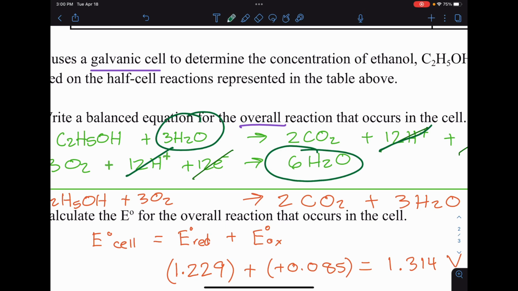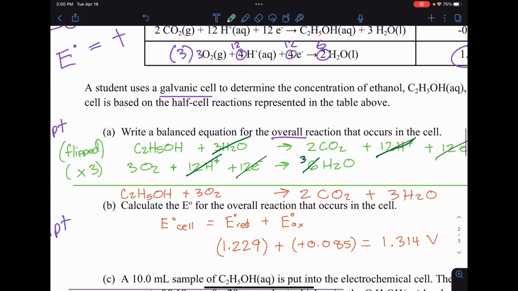When you cancel something like this where you've got some of each on both sides, but they're not the same coefficient, you cancel all of the compound from the side that has the lower coefficient, and then you just subtract. So we're going to take 6 minus 3. We only have 3 water molecules left. You do not divide or multiply, you actually subtract.